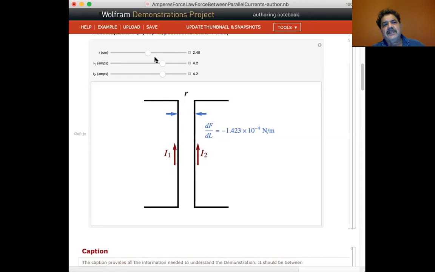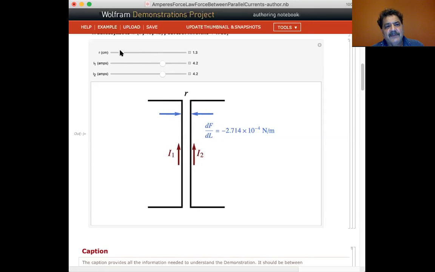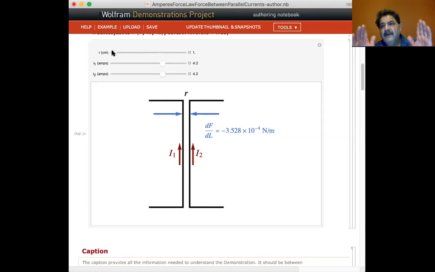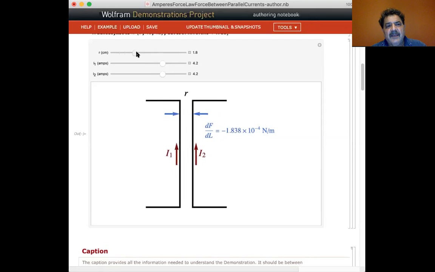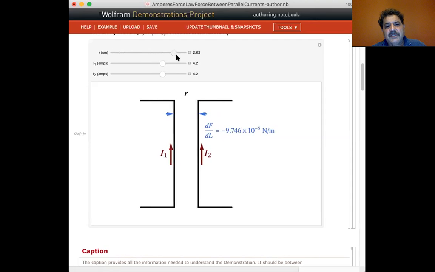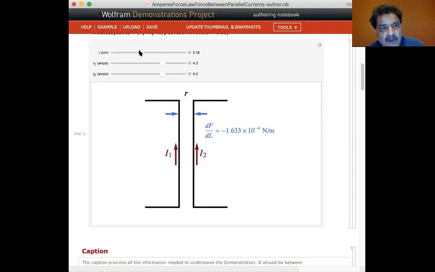Now let's change the radius. As you can see what happens to the blue lines as I make them closer and closer together, the force gets bigger. You'd expect that because as one wire approaches the other, the magnetic field is getting stronger. So the force is getting stronger. And you can see as I move it out, the force gets weaker and weaker. So let's put it somewhere here in the middle.